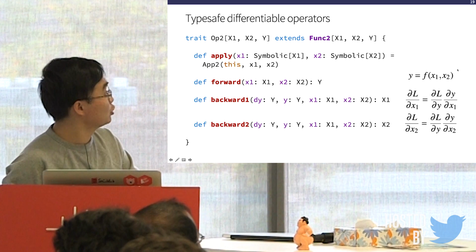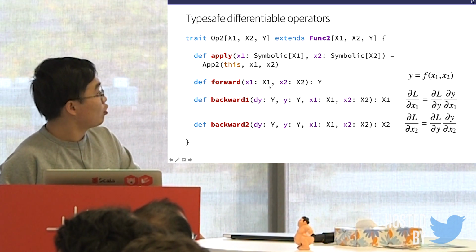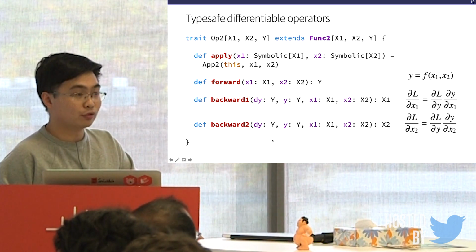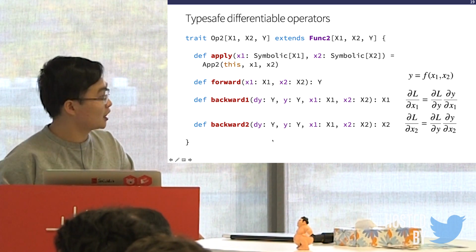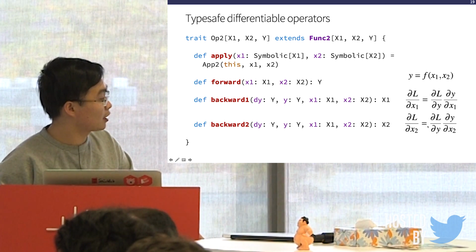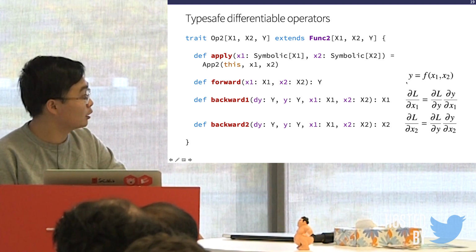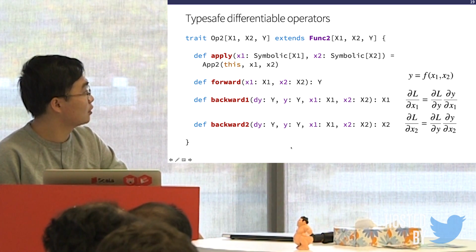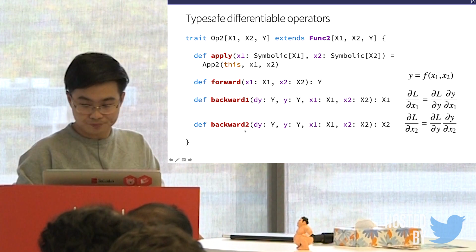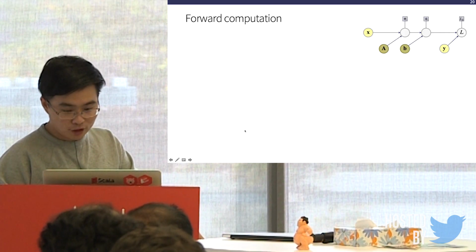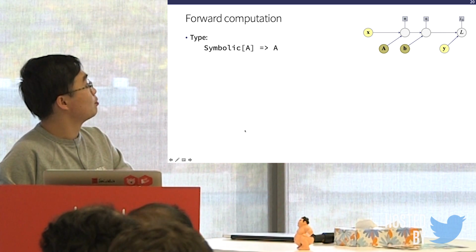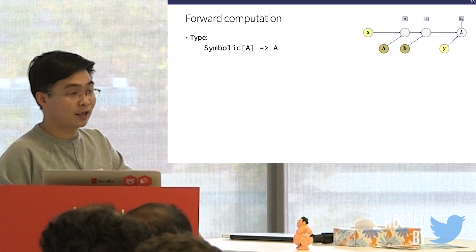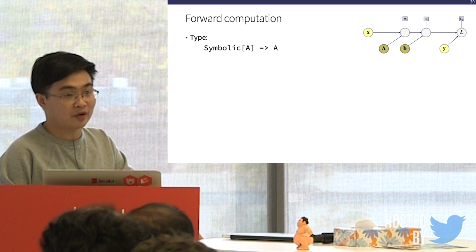For example, this is Op2. We have a forward and a backward1 and backward2. So we propagate the gradient to the first input and the second input using these mathematical formulas. You write the implementation of these in these virtual methods. So in forward computation, what we actually are doing is, given a symbolic variable of a, we try to get the value of a. We compute the value of a.